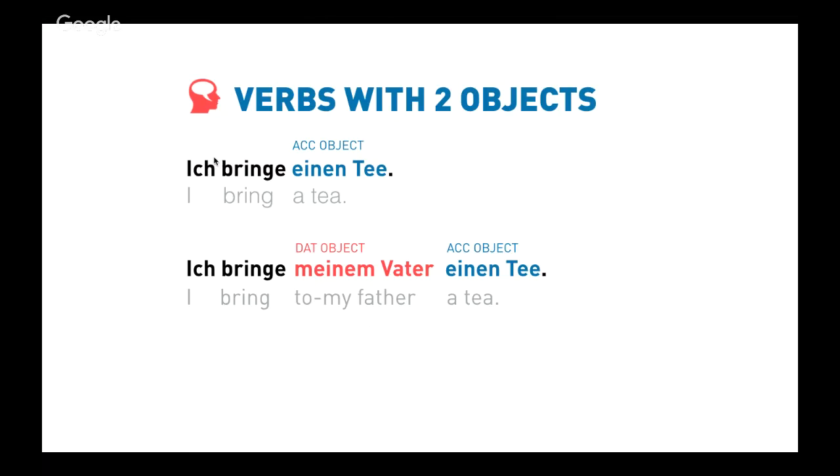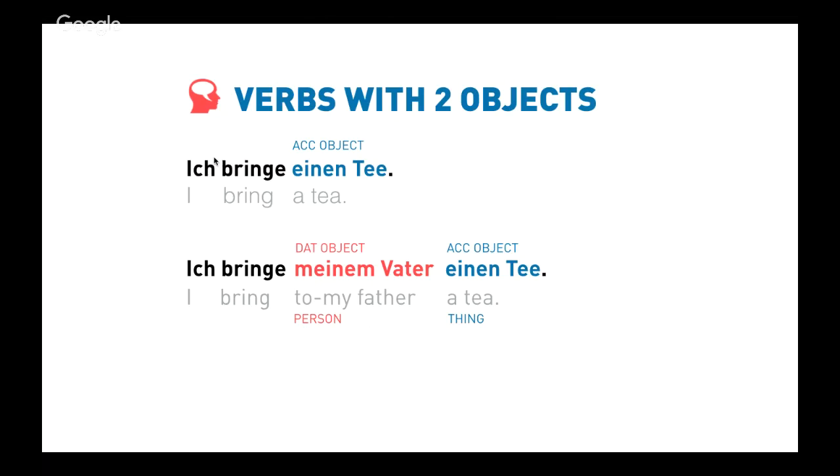Now, there's one thing to notice. Whenever you have a verb with 2 objects, there is almost something like a system. With bringing, you always bring a thing. And if there's a person involved that you bring the thing to, it's always the dative. So the thing you bring is always the accusative, and the person that receives that thing is always the dative.